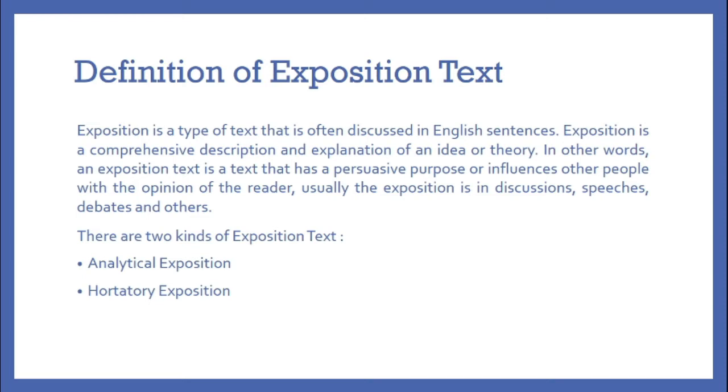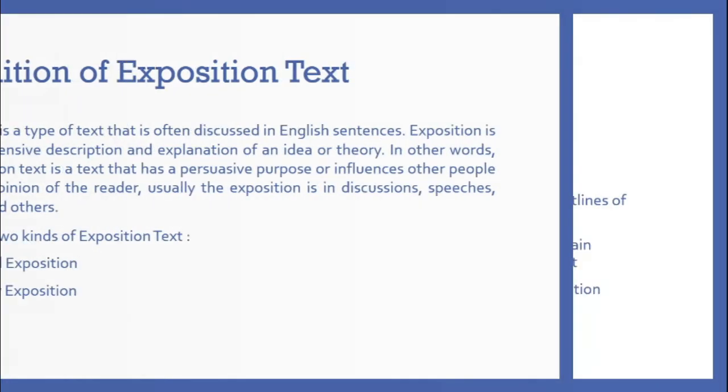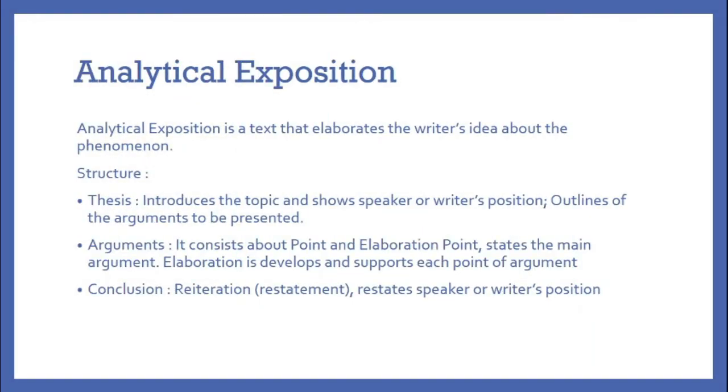There are two kinds of exposition text. First, analytical exposition, and second, hortatory exposition. Let me explain first about analytical exposition. Okay, analytical exposition is a text that elaborates the writer's idea about a phenomenon. This text has a structure.